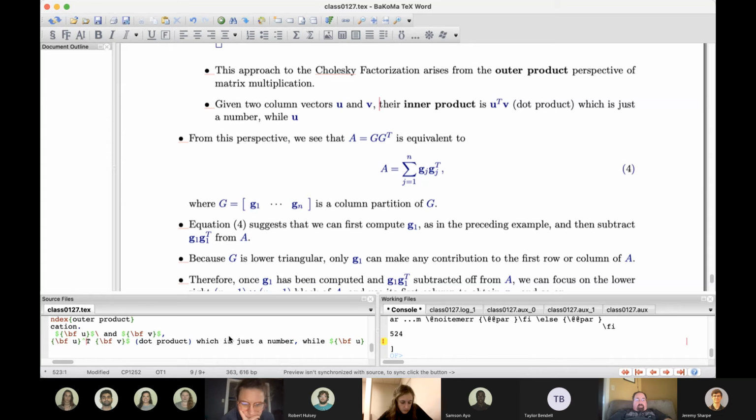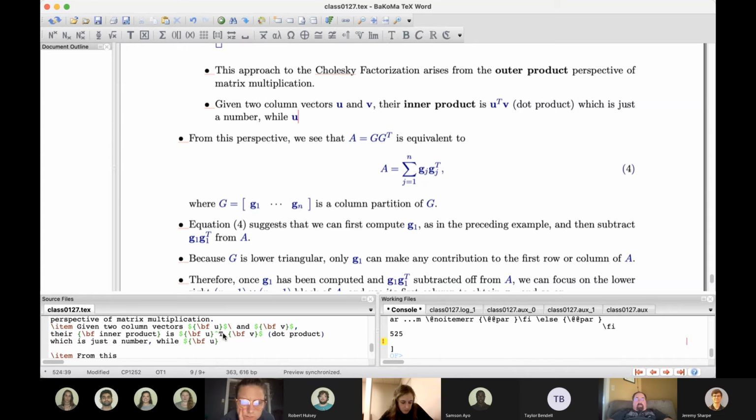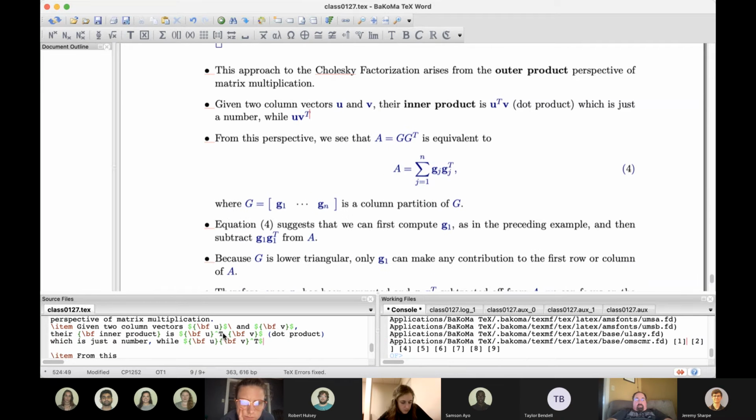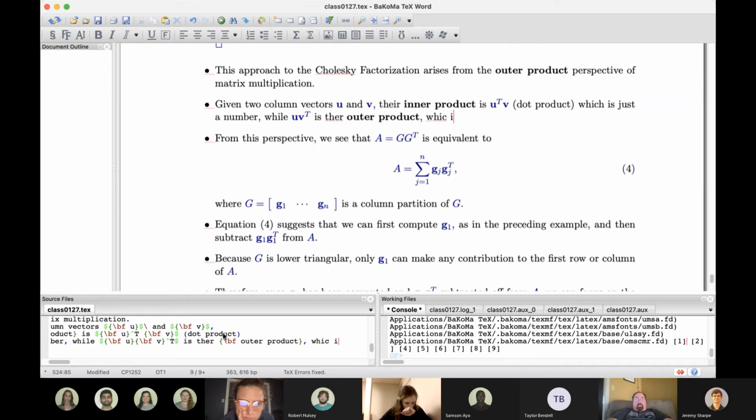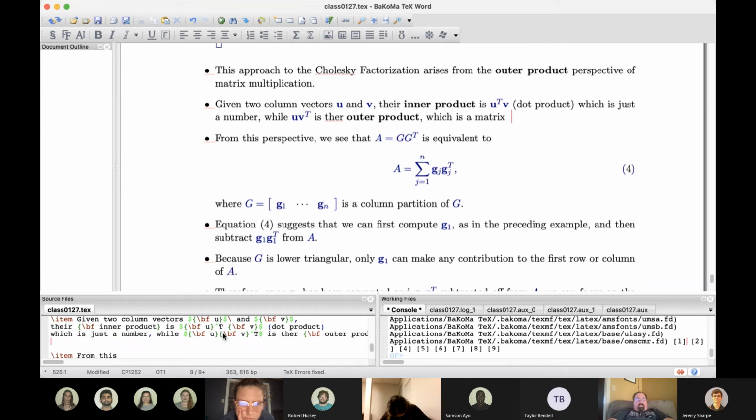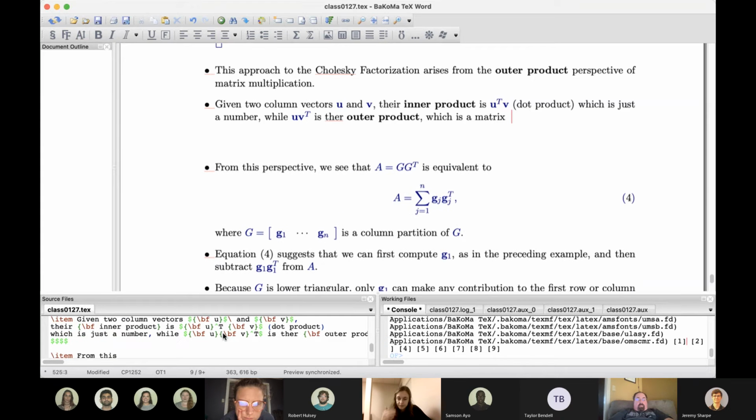Okay, that's better. If I do u v transpose, that is their outer product. And that is a matrix. And I'll write out what that matrix is.